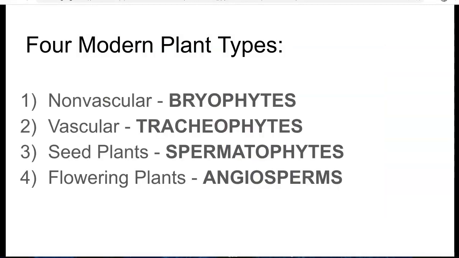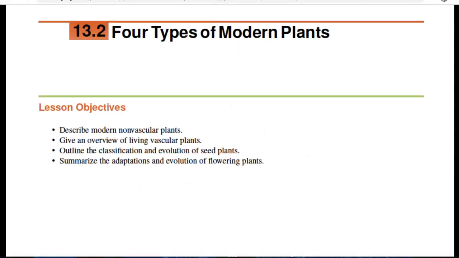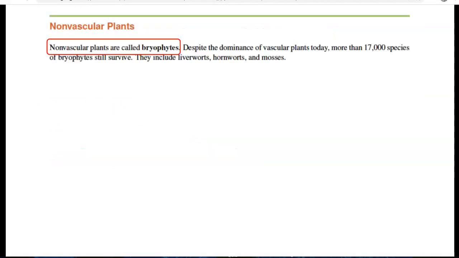So there are 4 modern plant types. The first, which is non-vascular, are called bryophytes. These tend to be pretty small. They can't grow very large. But then we have vascular plants. So these have xylem and phloem that allow water and nutrients to come up from the soil, get it out to the leaves where photosynthesis is taking place. We have seed plants called spermatophytes, and we have flowering plants, which are called angiosperms. Make sure you know the difference. And this whole section, 13.2, is about the 4 types of modern plants.